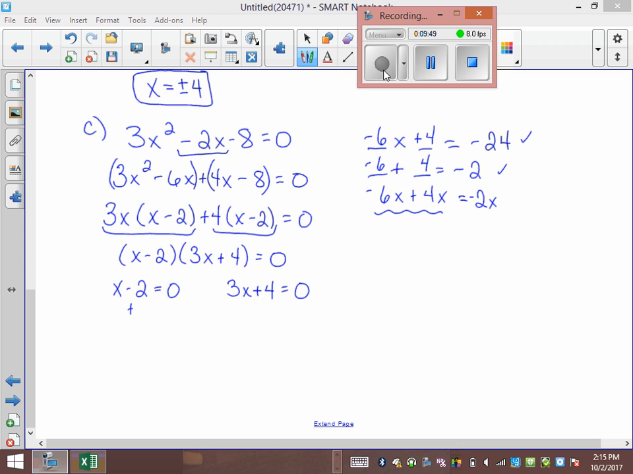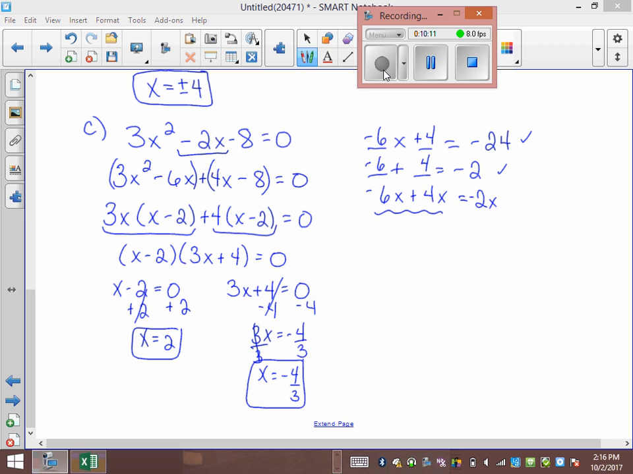Add the 2. x equals 2. And then this one, I'm going to have to subtract the 4 over first. 3x equals negative 4. And then divide by 3. x equals negative 4 over 3.